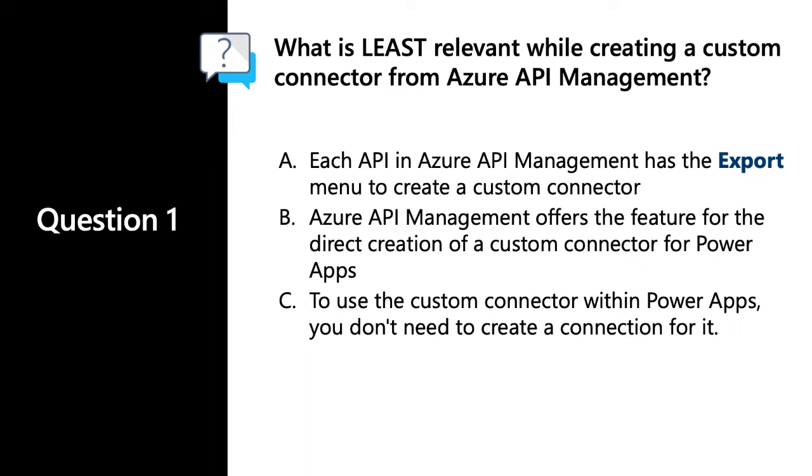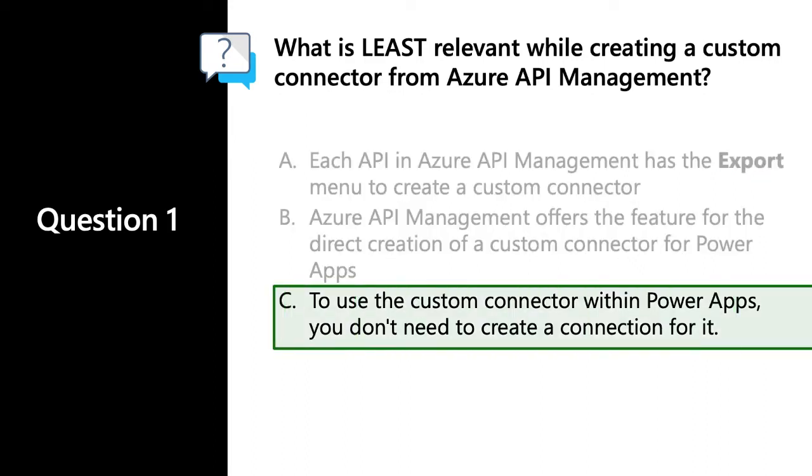Okay. So yeah. Within the United States, it's evening time, so you might lose some of the focus, but focus on it. So which one is the correct answer? The option C is to use the custom connector within Power Apps. You don't need to create a connection for it.